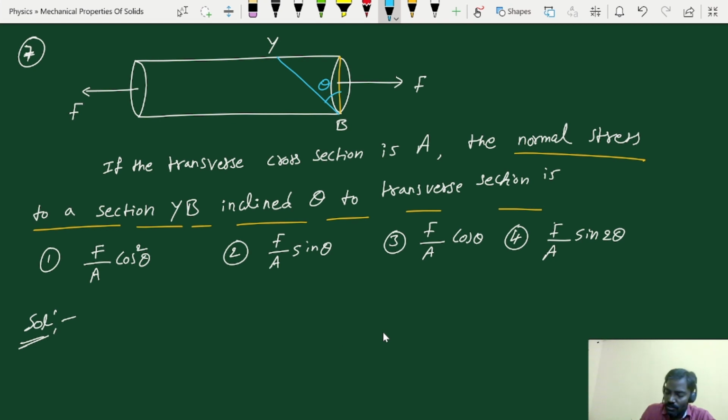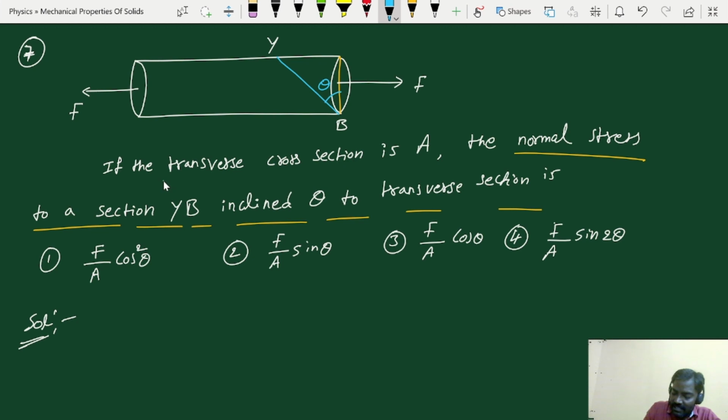Right. So this is like two axial forces are acting on the rope or wire. Now in this case, the magnitudes of forces given are the same, and here I am asking to calculate the normal stress on the cross section YB. So normal stress on the cross section YB means we have to calculate the component of force perpendicular to the cross section YB and the area of the YB part.